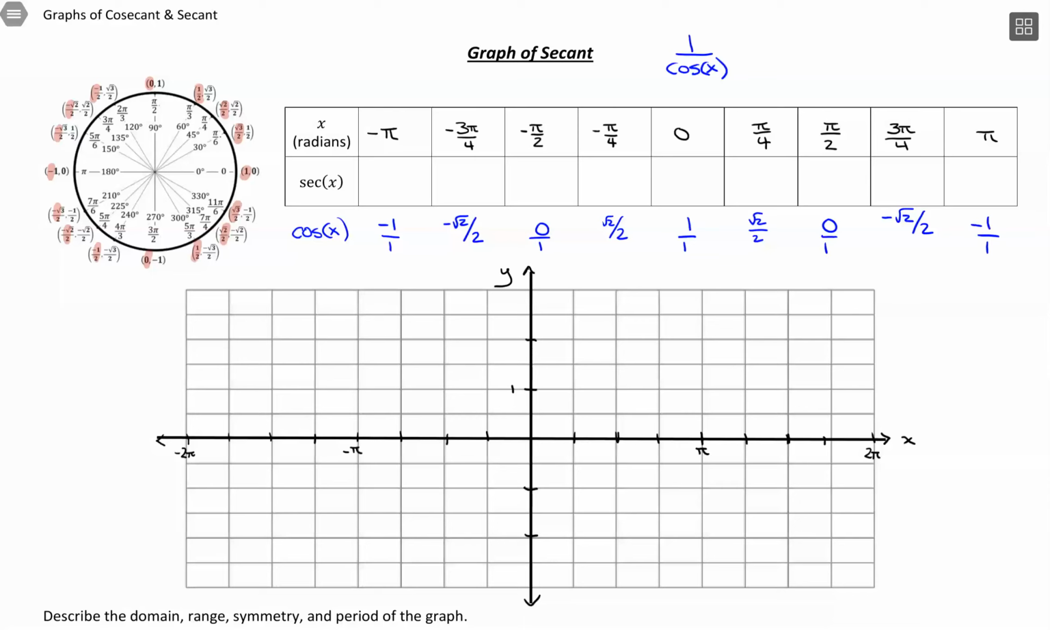So there are values, and then for secant, we're just going to flip those. So -1 flipped is still just -1. This will be a negative root 2. This will be undefined since 0 will be in the denominator. Positive root 2, positive 1, positive root 2. This will be undefined. Negative root 2, -1.